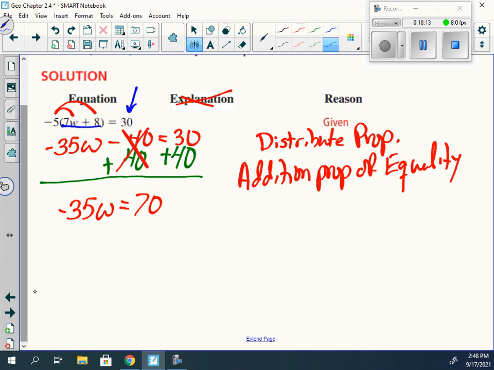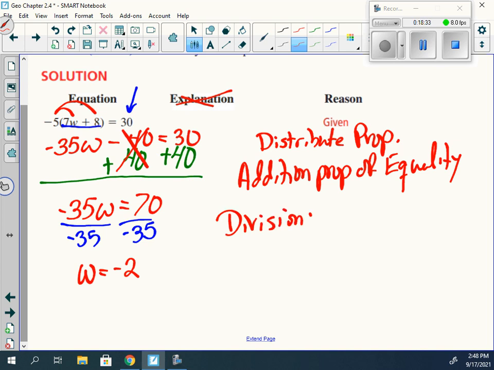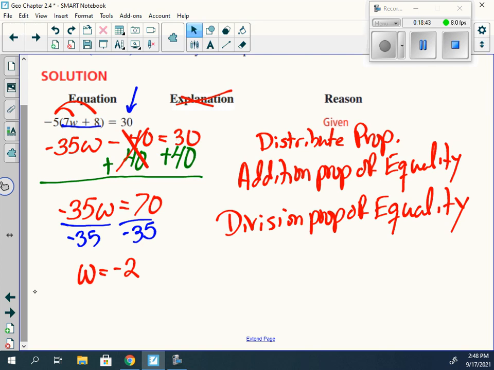Any other questions? What do we do next? Divide both sides by negative 35. And this gives us w is equal to negative 2. And this is our division property of equality. Division property of equality. And that's it. We got w by itself, yes?